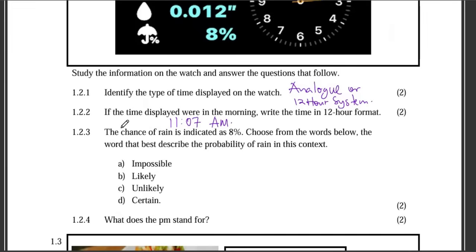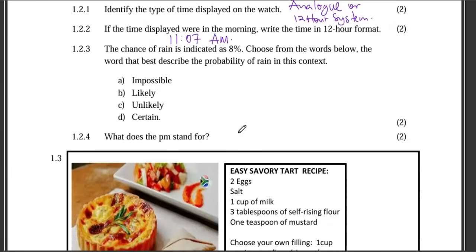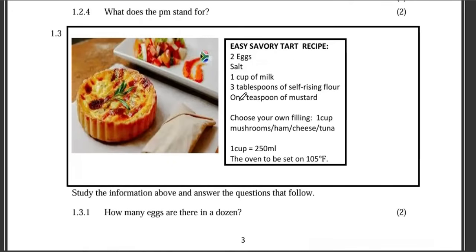Okay. The chance of rain is 8%. Choose from the words below the word that best describes the probability of rain in this context. So if it's 8%, what you do first, pick 8%, divide it by 100. You end up having 0.08. It's too far away from 0.5. So in most cases, it's what? Unlikely. So the answer here is supposed to be C. Remember the probability number line? Anyway, let's look at this.